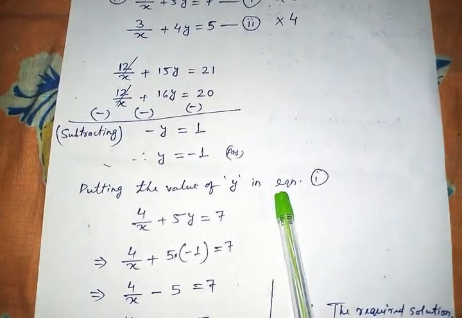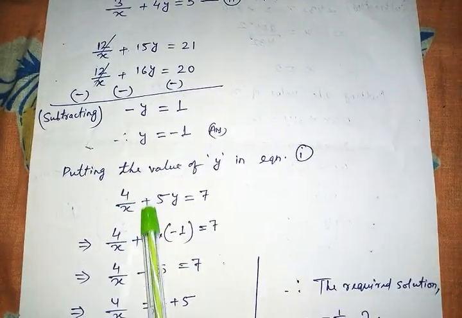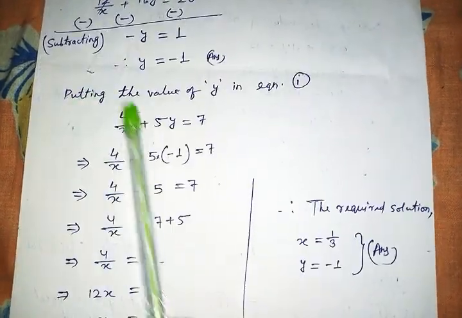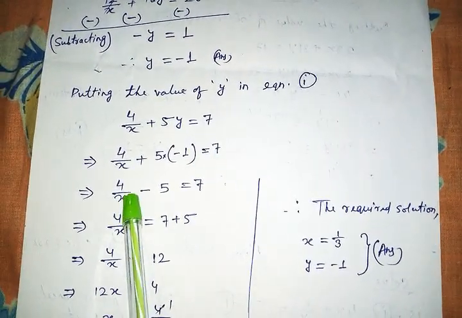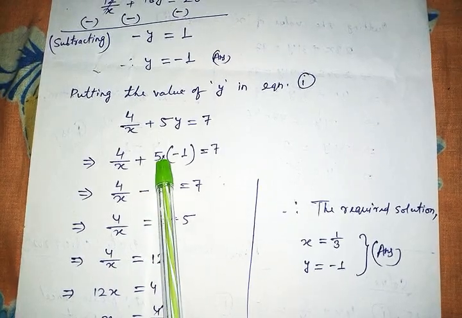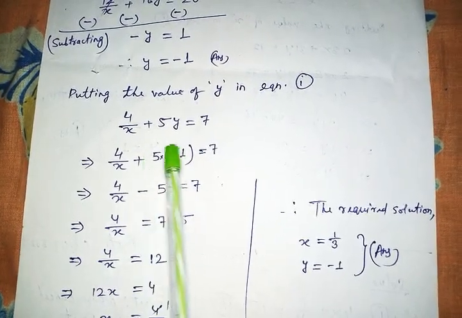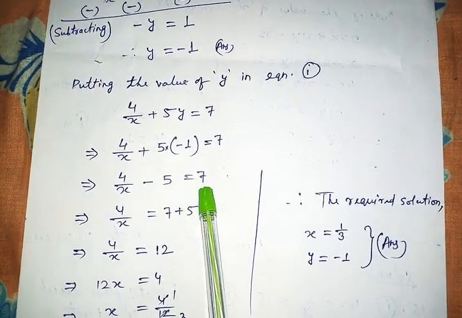Putting the value of y in equation 1. Equation 1 is this, we write the same equation 1: 4 by x plus 5 into minus 1, because the value of y is minus 1, equals 7. 4 by x, minus 5 1s are 5, plus into minus is minus 5, equals 7.